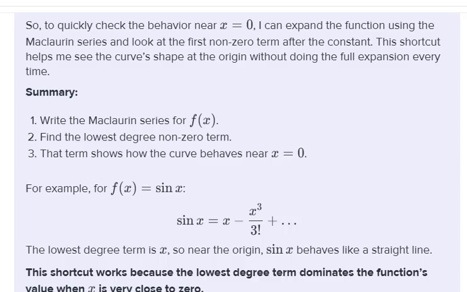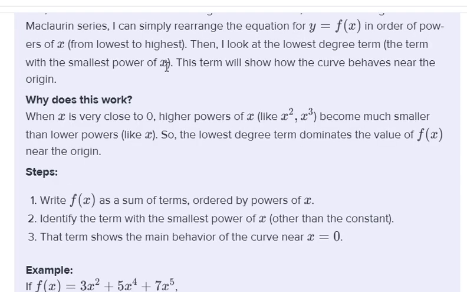But the question is, is there any alternative way? Yes, we can use an alternative way. I can simply rearrange the equation in ascending powers, then look at the lowest degree term. This term will show the curve behavior near the origin. When x is very close to 0, the powers of x, like x cube, become much smaller. Therefore the lowest degree term dominates the value in that region.